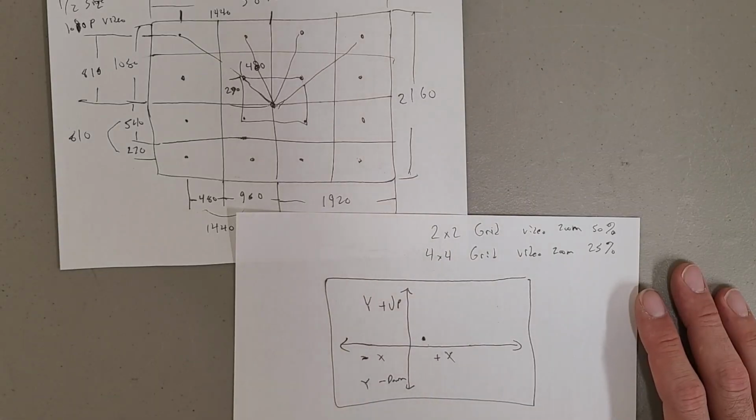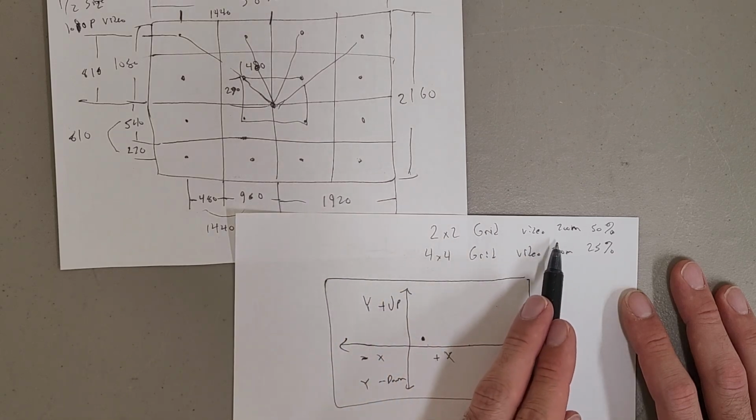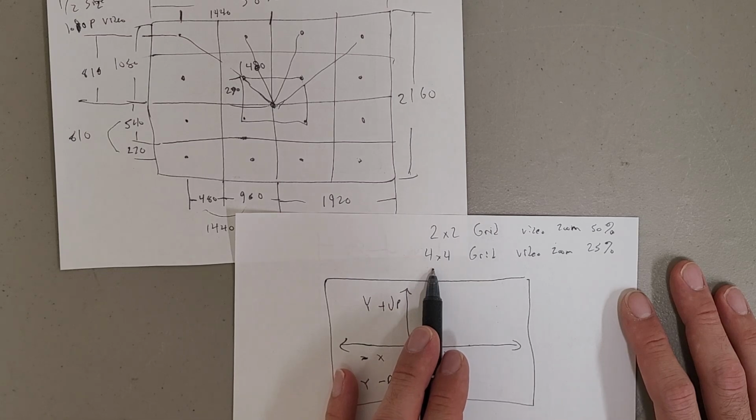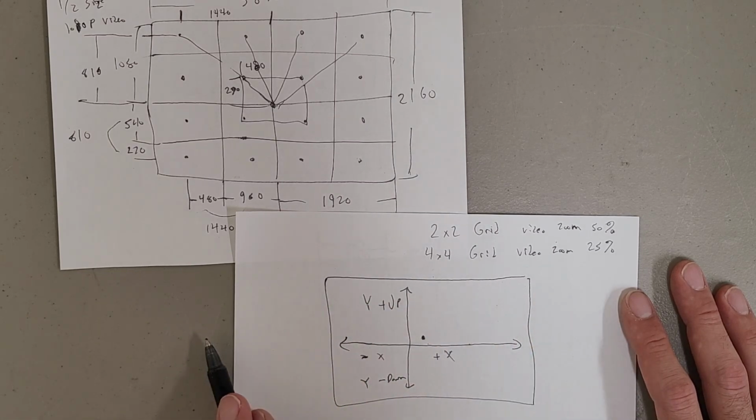Just a quick little interruption because I made a mistake during the filming of this video. If you're doing a 2x2 grid, the video zoom needs to be set to 50%, which is 0.5. And in a 4x4 grid, the video zoom needs to be set to 25%, which is 0.25.